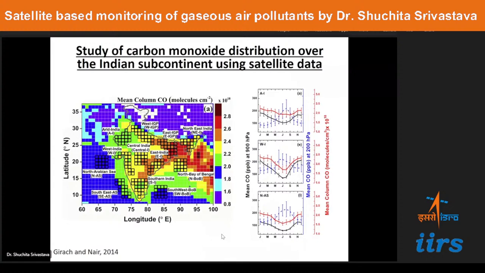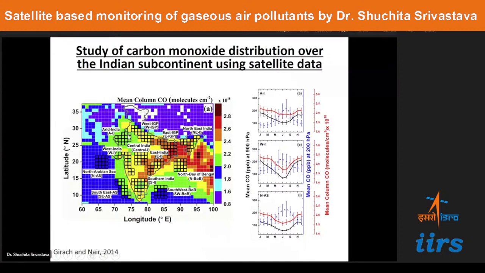Now we can study the spatial distribution as well as temporal distribution using satellite data. As we know, the satellite is continuously rotating around our Earth, and it is giving us repeated data in the spatial domain and also in the temporal domain. Here an example is shown, taken from Girach and Nair 2014. This is the mean column CO, molecule per centimeter square, over the Indian region, gridded at 1 degree by 1 degree, and we can see the variation.